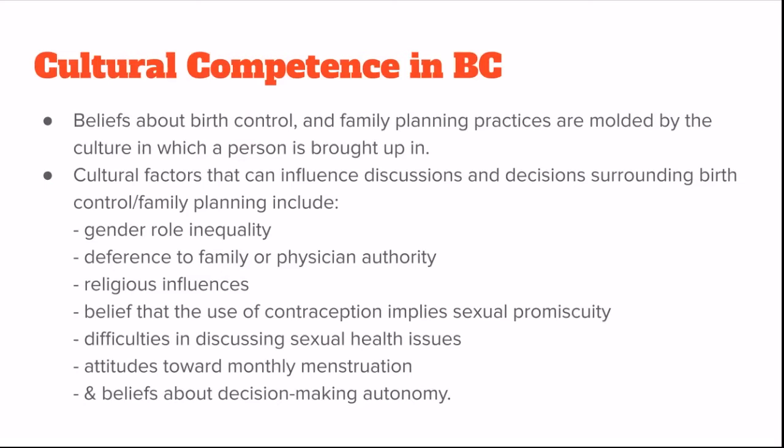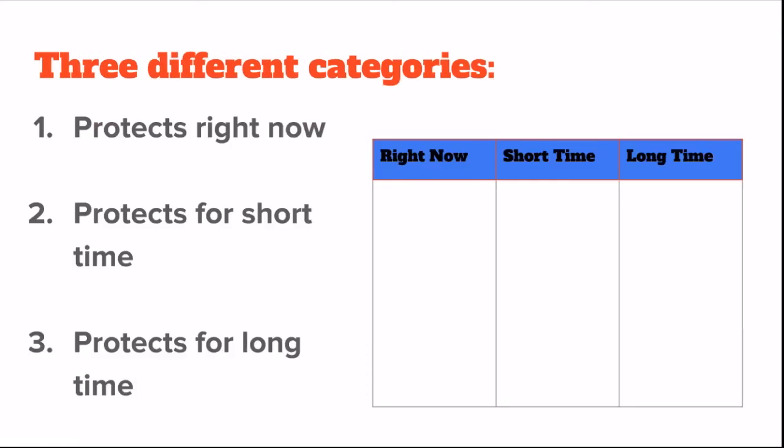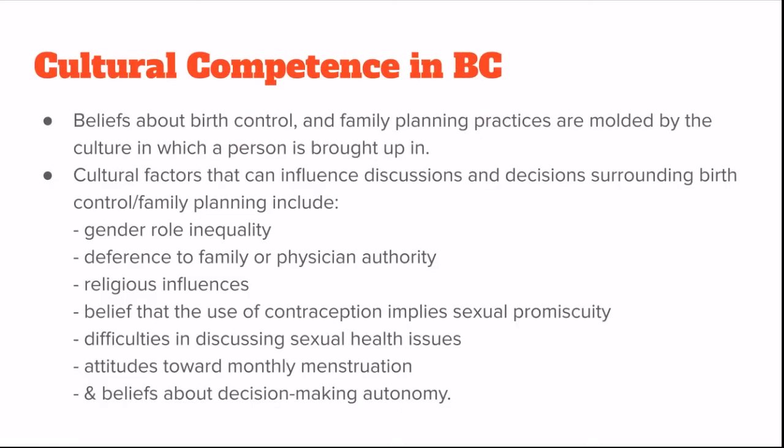And our job as students is to be aware of the different cultural influences that go into choosing a method of birth control and respect each individual's choices as you would hope they respect yours. Cultural factors that can influence discussions and decisions surrounding birth control and family planning include gender role inequality, deference to family or physician authority, religious influences, belief that the use of contraception implies sexual promiscuity, difficulties in discussing sexual health issues, attitudes towards monthly menstruation, and beliefs about decision-making and autonomy.